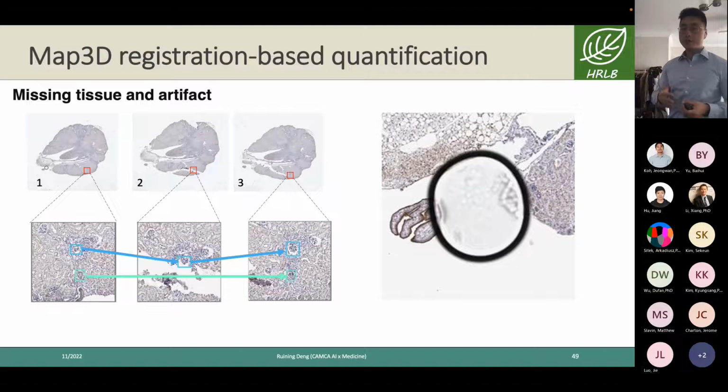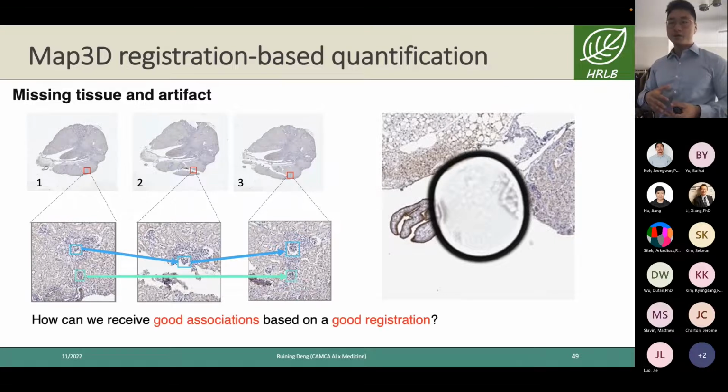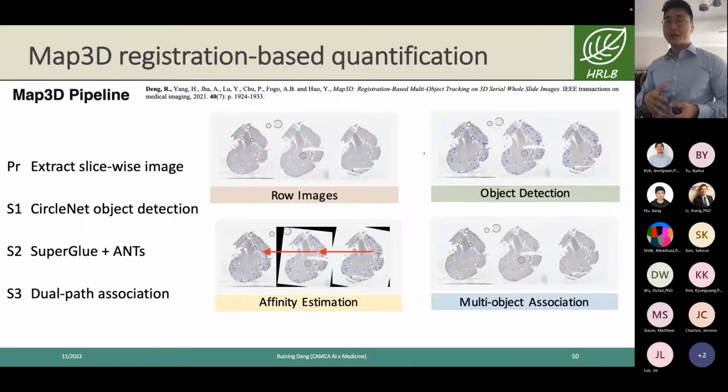And when we do the associations, there are missing tissue issues and also artifact issues. So the question is: how can we achieve good association based on good registration? Therefore, we propose our Map3D pipeline for this question.